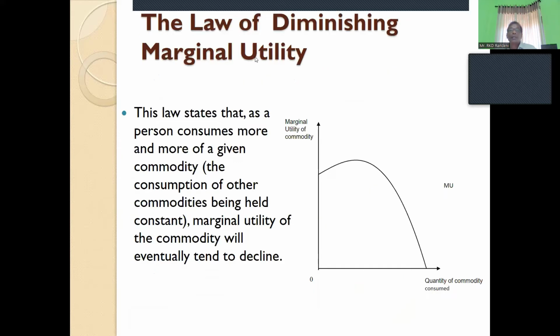Then we already discussed the law of diminishing marginal utility. The law states that as a person consumes more and more of a given commodity, the marginal utility of the commodity will eventually tend to decline. That is the law of diminishing marginal utility theory.